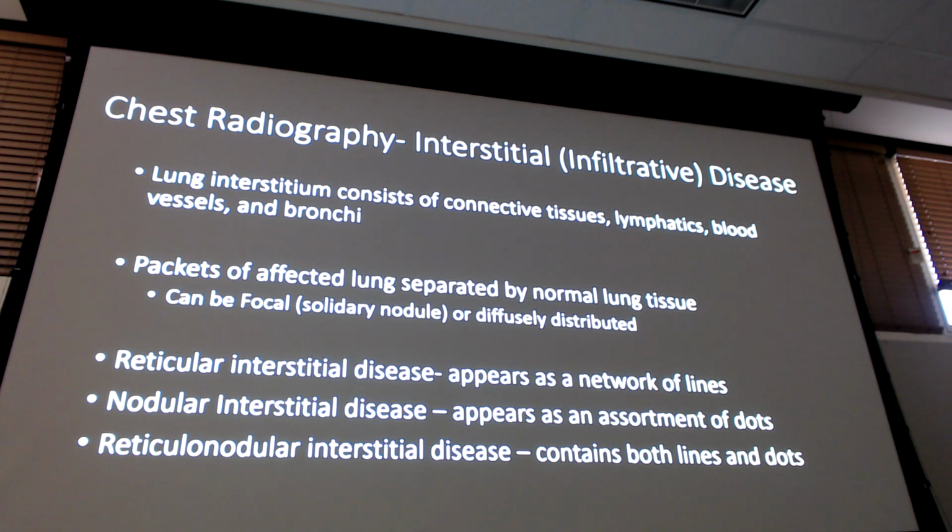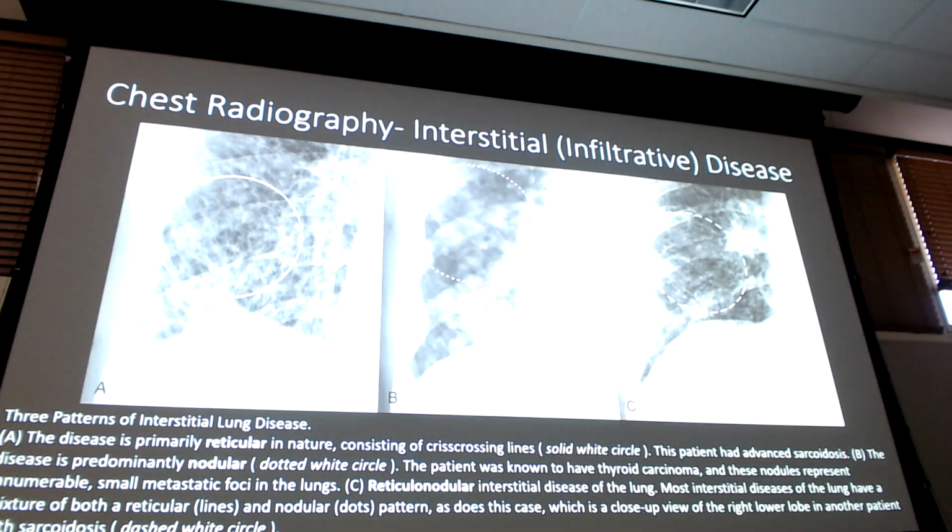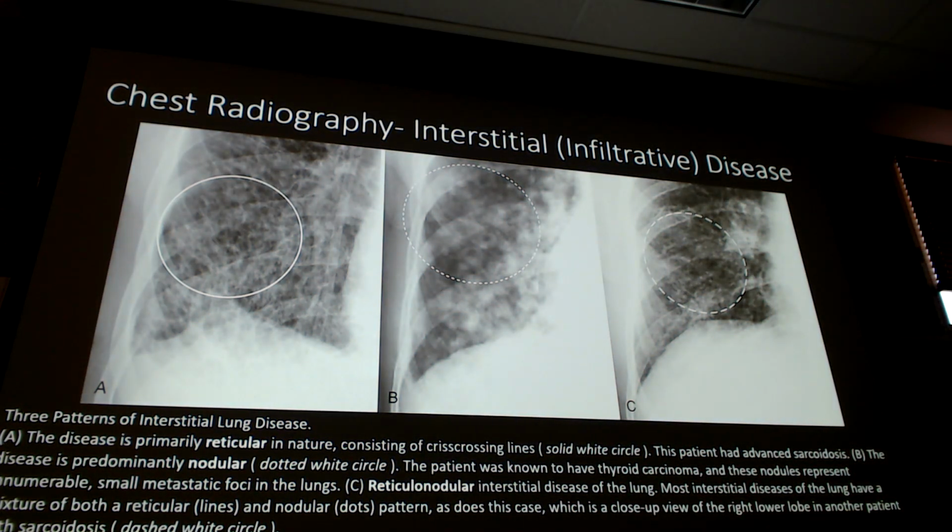Which is why you can have areas of lung that are separated by normal tissue. So for example, you can have nodules distributed throughout. You can have a reticular pattern distributed throughout, but then have lung tissue just above it or just below it. I already said this, but it's here in words. Reticular means lines, nodular means dots, reticular nodular means both. Here are 3 different pictures of what they look like. Let's take a minute and go through this.